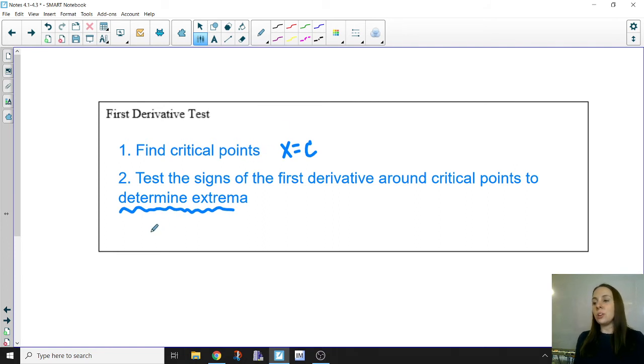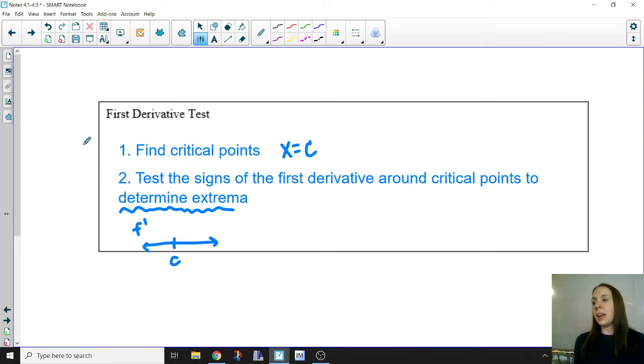Now, I like to show this using what I call an f prime sign chart, or a little number line, where you mark the critical point. You should also, by the way, mark any restrictions of the function because sometimes restrictions mess this test up. Then you look at values along the number line on the left of your critical point and on the right of your critical point, and you plug those into the first derivative to determine the signs of the first derivative.